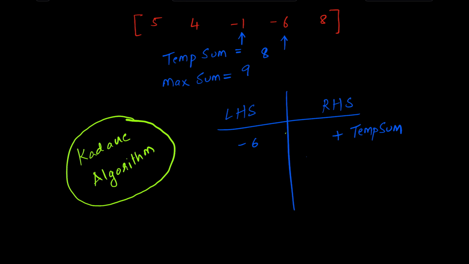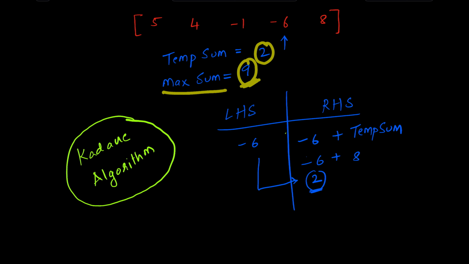Minus 6 on the left hand side and minus 6 plus temporary sum on the right. Minus 6 plus 8, the result is 2. And between minus 6 and 2, 2 is greater. So we'll save 2 in the temporary sum variable. And between 2 and 9, 9 is greater. So we'll not update the maximum sum variable.